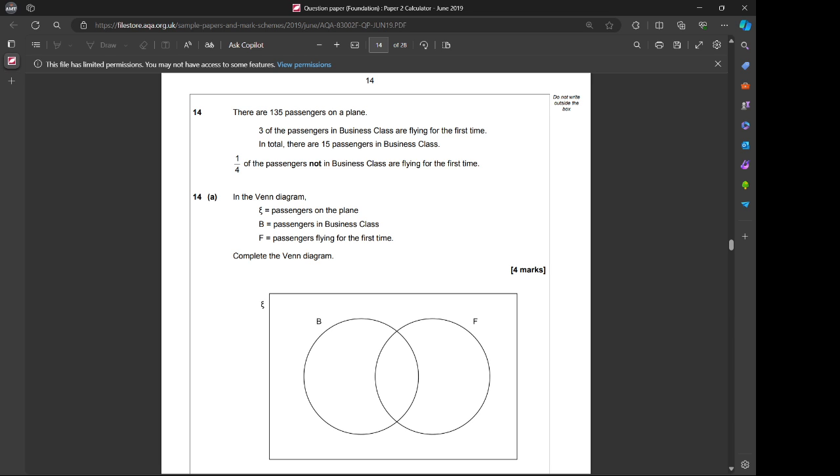B is equal to the passengers in business class, and F is the passengers flying for the first time. Complete the Venn diagram. I'll give you another minute or so, and then we can talk about it.